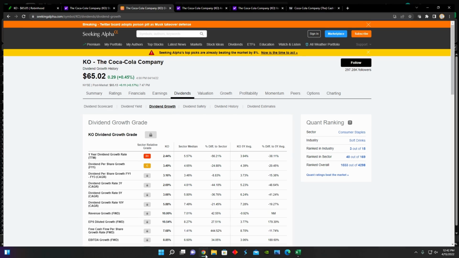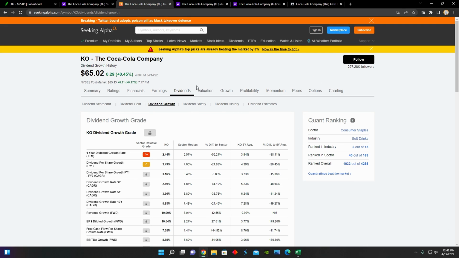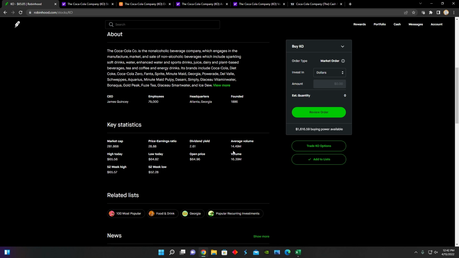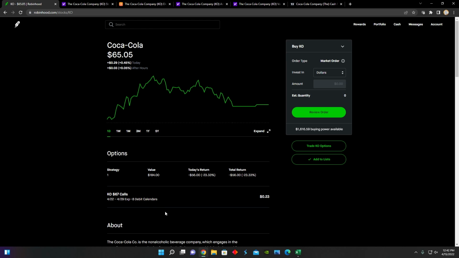And so I basically just used that in my equation in order to try to figure out what the dividend next year would be. I just took the current annual dividend, which I got from looking at the dividend yield, which is, as we can see right here, 2.61%. So we just take 2.61% and then multiply it by the share price of Coca-Cola, and that gives us the current annual dividend.